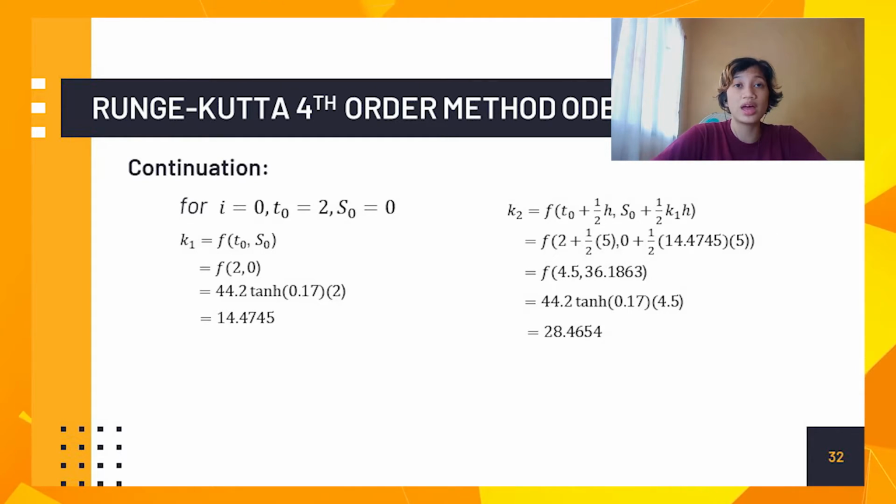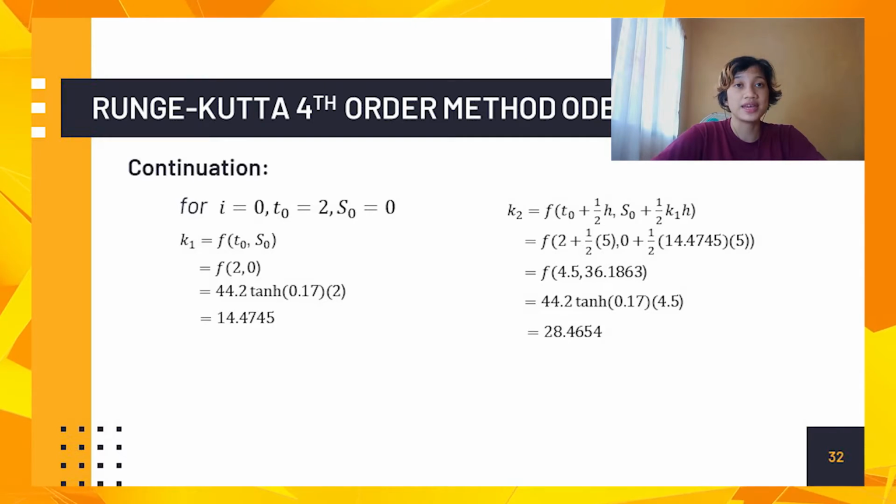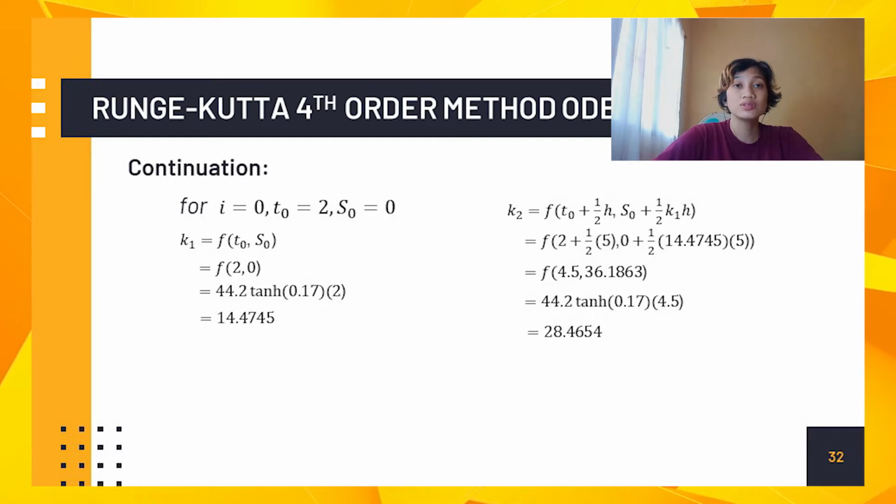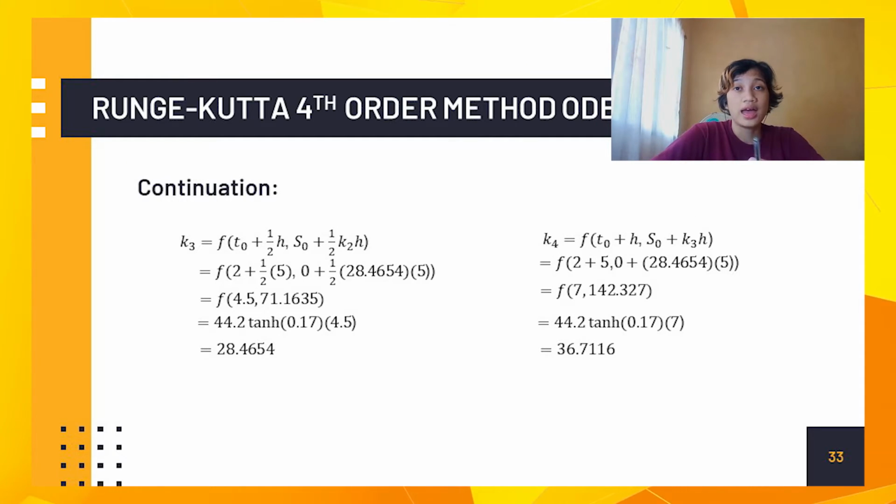k sub 2 is equal to f of t sub 0 plus 1/2 h, comma, S sub 0 plus 1/2 k sub 1 times h. Substitute the values. 2 plus 1/2 times 5, comma, 0 plus 1/2 times 14.4745, or the k sub 1, times 5. 44.2 tanh of 0.17 times 4.5 is equal to 28.4654.